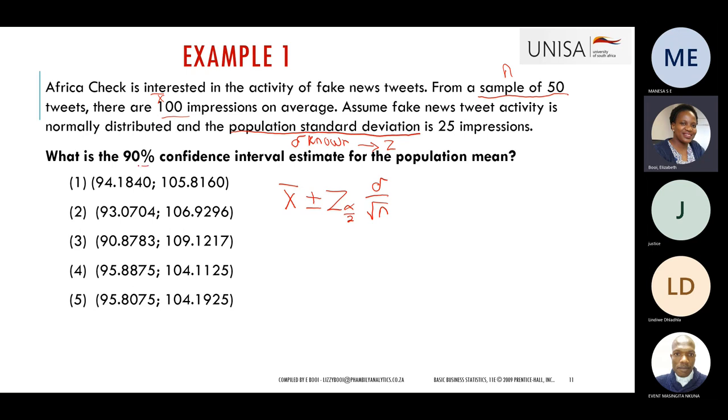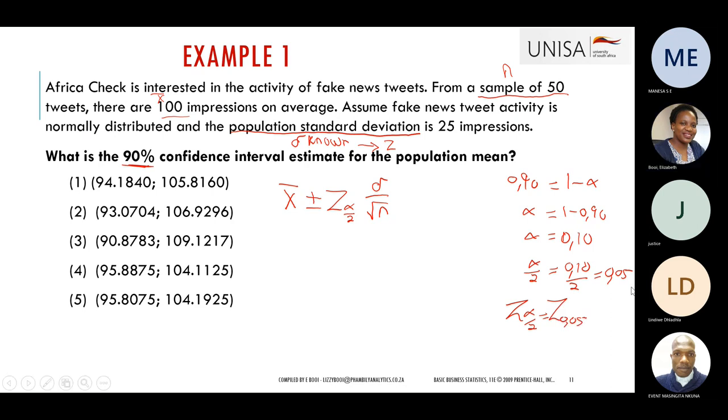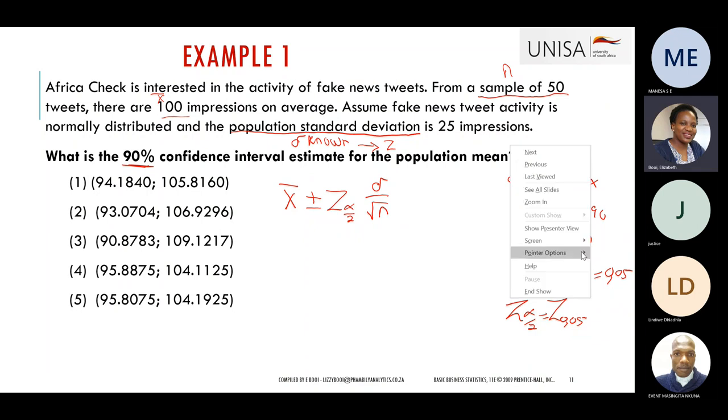So the first thing, 90% confidence level, which is 0.90 equals 1 minus alpha. Therefore, alpha is 1 minus 0.90, and alpha is equal to 0.10. And alpha divided by 2 will be 0.10 divided by 2, which is equal to 0.05. And I can take my Z alpha divided by 2, which is Z of 0.05, go to the table and find my critical value. So I can go there to the table.